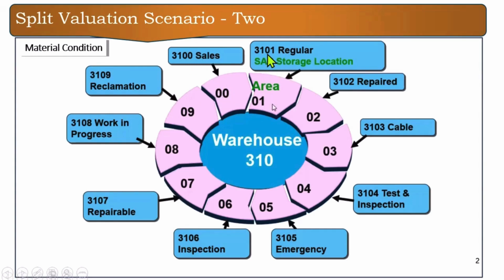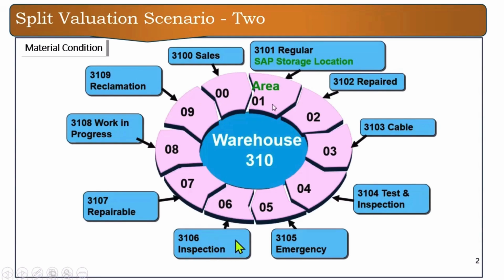Similarly, 3101 is regular material, it's a fresh material. 3102 is repaired material. Okay, 3103 is cables. 3104 is test and inspection. Okay, 3105 is emergency material like safety stock.